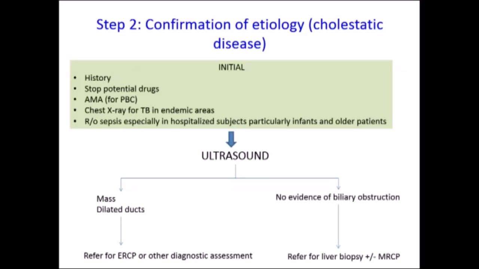And then you get an ultrasound. If the ultrasound shows dilated ducts, that means you have mechanical obstruction in your bile passages. You send them to a gastroenterologist for an ERCP. If there's no evidence for biliary obstruction and you have persistent cholestasis, you probably need to get your hepatologist involved to do a liver biopsy.